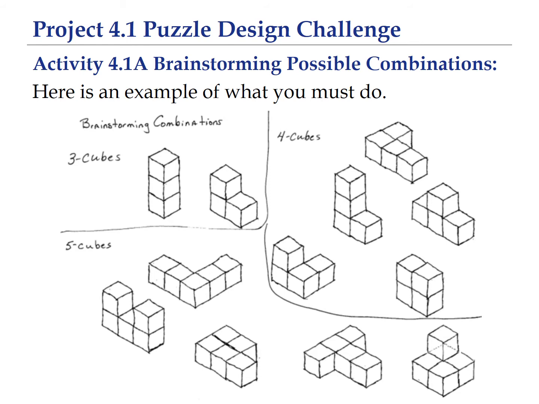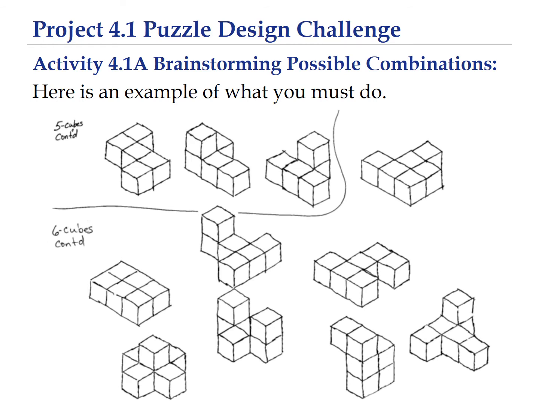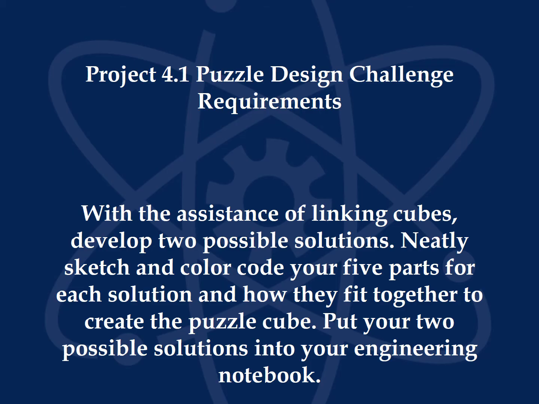So this is activity 4.1a, brainstorming possible combinations for different shapes. It's really just an exercise to try to get your brain to see different types of possibilities that exist from as little as 3 cubes all the way up to 6 cubes. So this is just an example, and I will provide more detail about this activity in another video. Here's a continuation of the 5 cube combinations and 6 cube combinations.